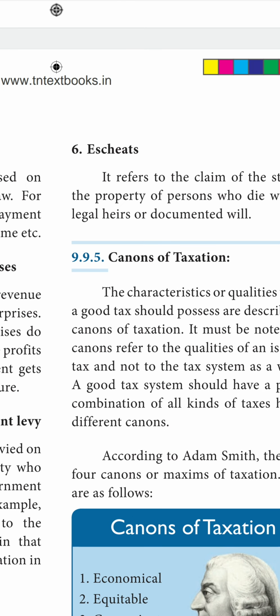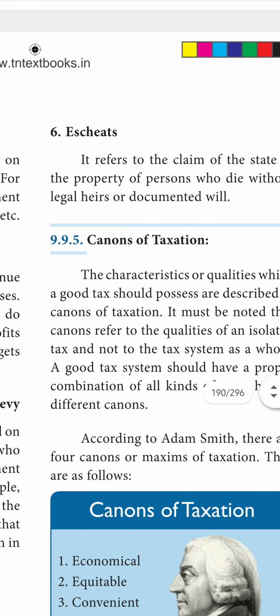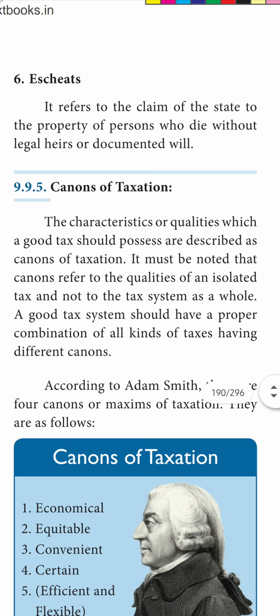Next, escheat. It refers to the claim of the state to the property of persons who die without legal heirs or a documented will. That means the government receives it. If any person does not have any legal heirs, that person's property moves as it is to the government. For example, our former chief minister Miss Jayalalitha died without a legal heir, isn't it? So her property was taken over by the government.